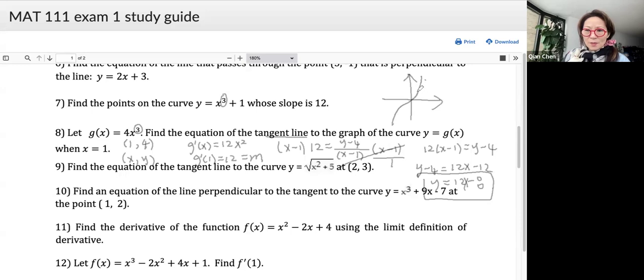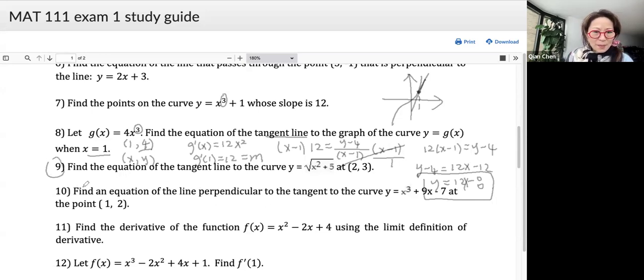Okay. So we're given x equals 1. We want to find the representation of this tangent line. So we need to find the slope at this point, which is g prime of 1. Then that's the slope. Then given an x value, you can find the y value. So given this point, in the end, we'll get y equals 12x minus 8.